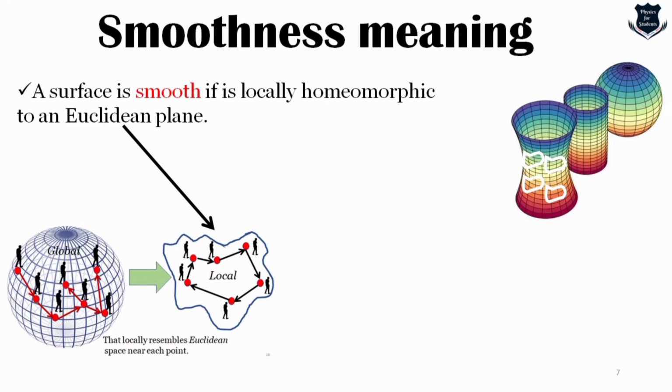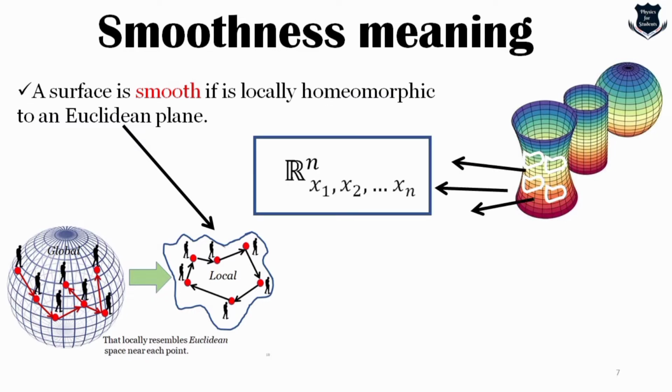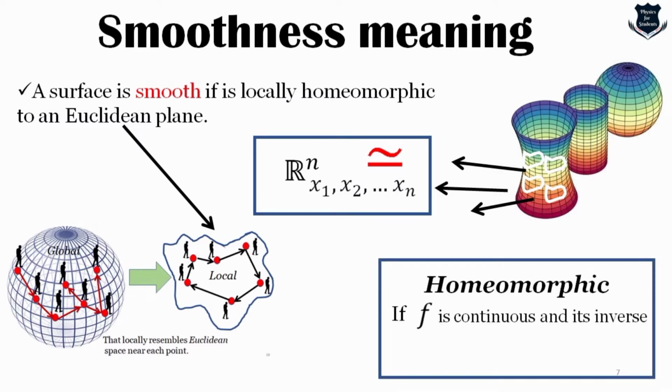These are the boxes which we are able to differentiate, and we can map them onto the real number space, which is R^n, where the real numbers are x1, x2, x3, and it goes up to xn. And this is the sign which tentatively means that this is homeomorphic. So if f is continuous and its inverse, f inverse, is also continuous.